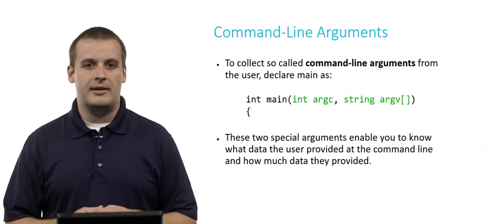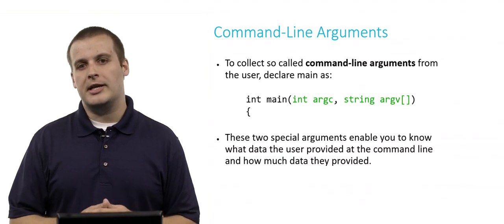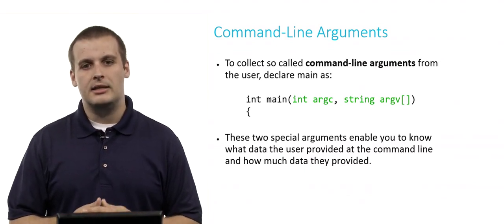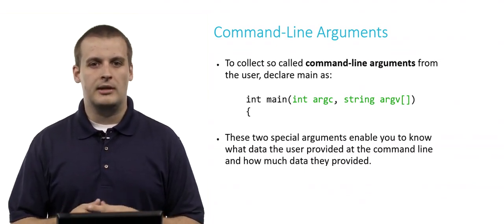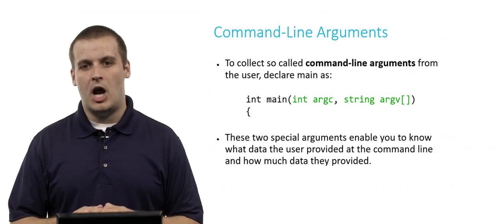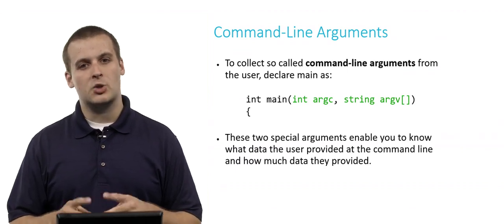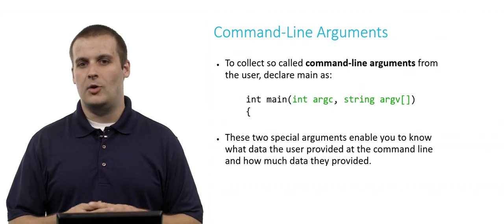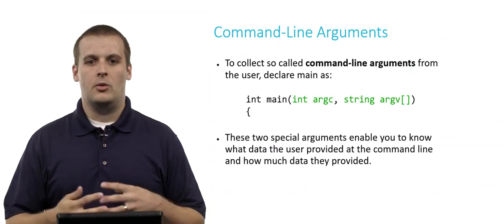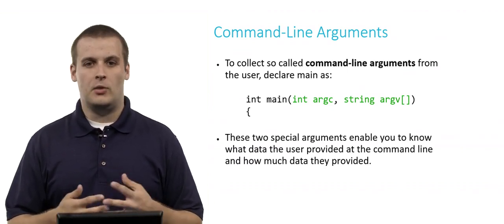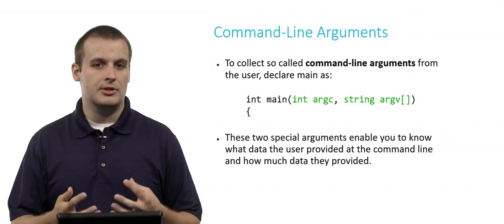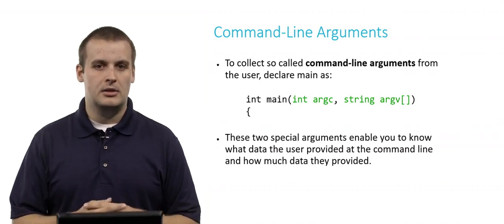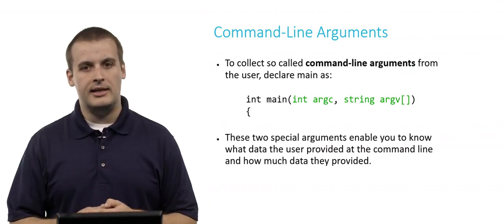To collect these command line arguments from the user, change your declaration of main to look like this: int main, open paren, int argc, comma, string argv, square brackets, and then open curly brace. So what does that mean already? Well, we are passing in two parameters or arguments or inputs to main. One, an integer called argc, and the other is what?